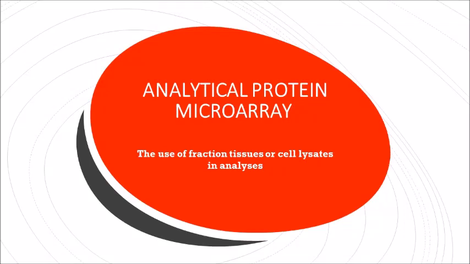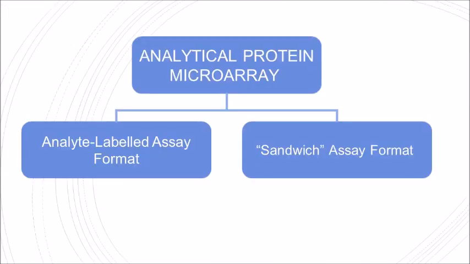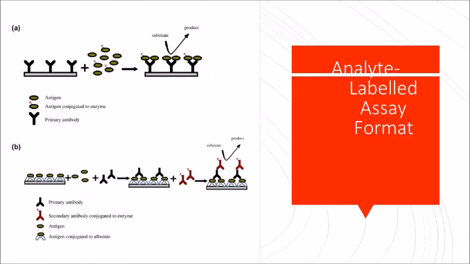Analytical protein microarray involves the use of fractions, tissues, or cell lysates in analysis. In general, this array is developed through the immobilization of purified protein on glass slides. It can be further divided into analyte labeled assay format and sandwich assay format.